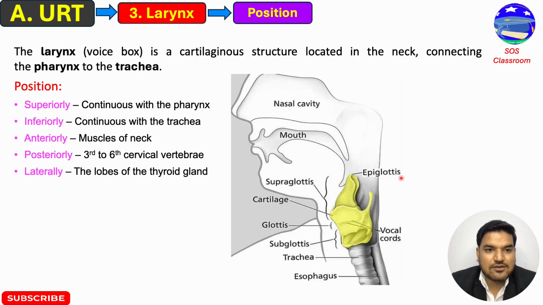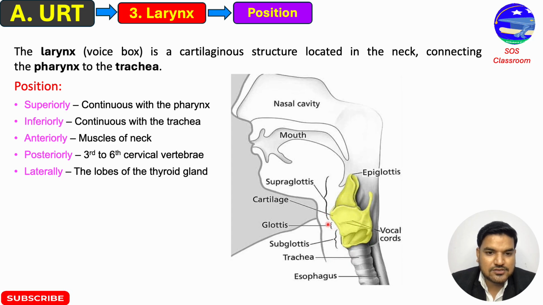The larynx is also called the voice box and is made of cartilaginous structures located in the neck. What is the function? Connection of the pharynx to the trachea. What is the position? Superiorly, it is continuous with the pharynx. Inferiorly, the larynx is continuous with the trachea.